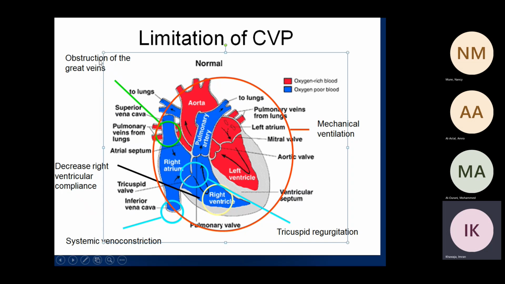Like I said, these are external factors that you have to keep in mind when you are measuring your CVP, making it not a valid reflection for volume or for cardiac function because of all these interfering factors.